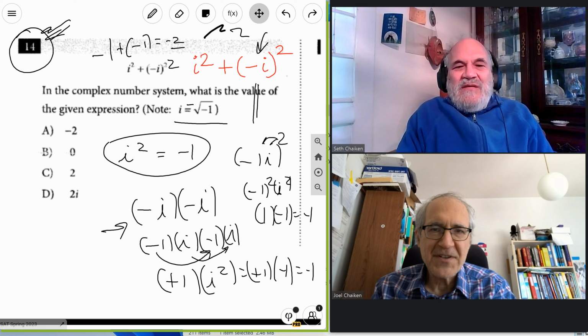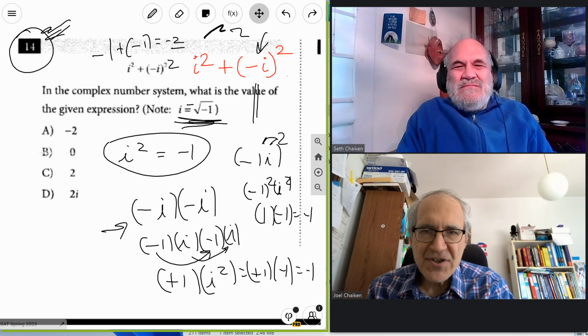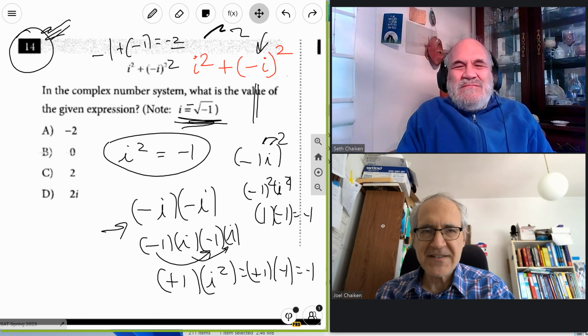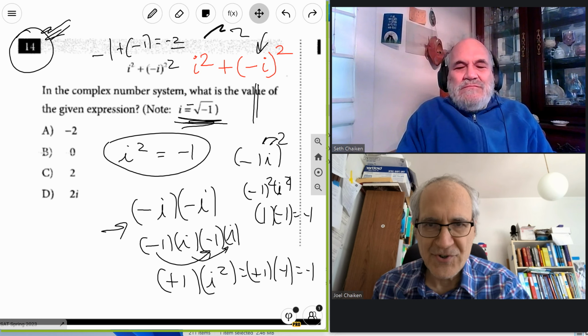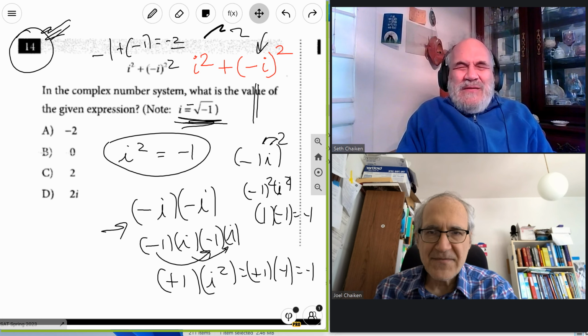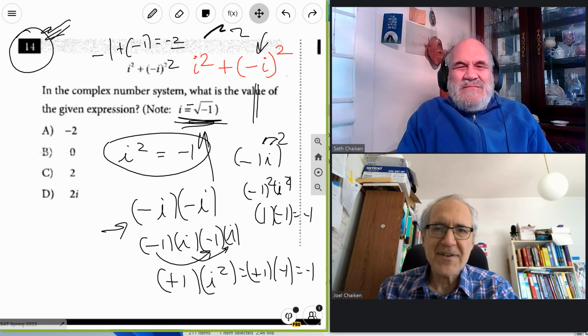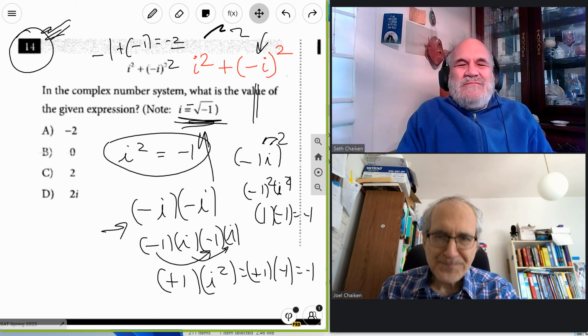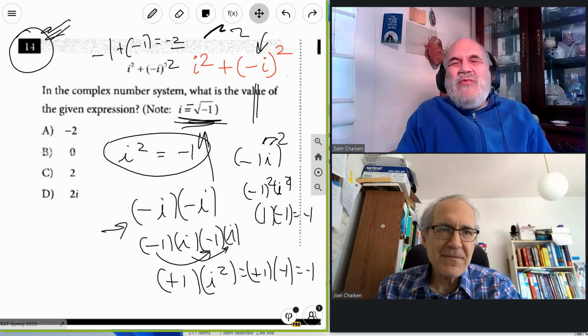They're nice enough to give you the definition of i. And hopefully, most people studying for the SAT will have had some exposure to complex numbers in their school. But if not, they're nice enough to give this to you. And when you're studying for the SAT, you should definitely study complex numbers. Khan Academy has a section on complex numbers.